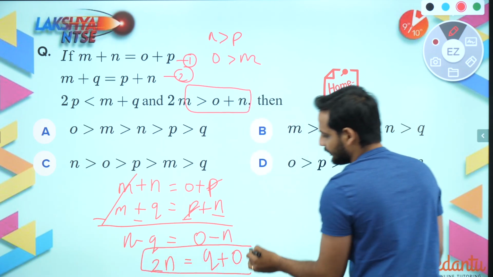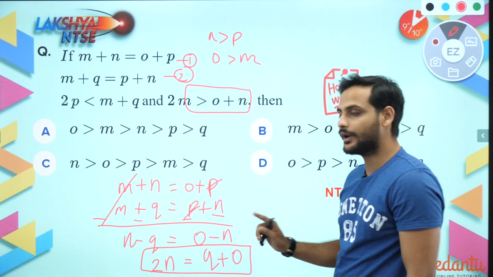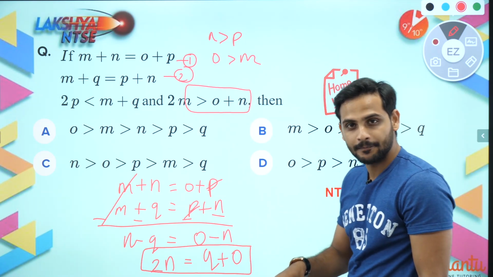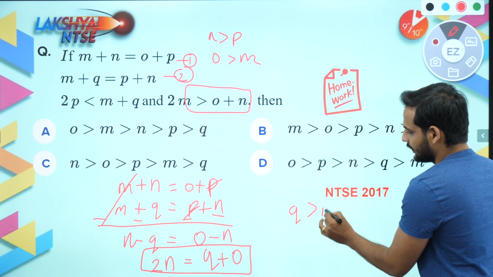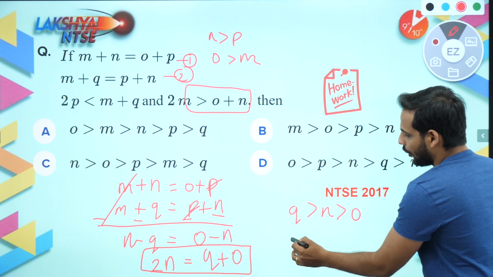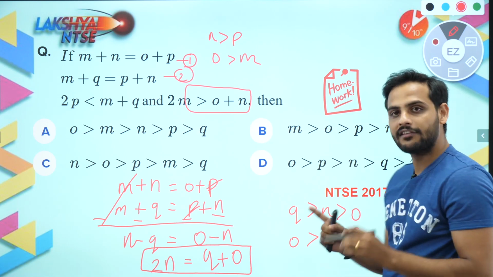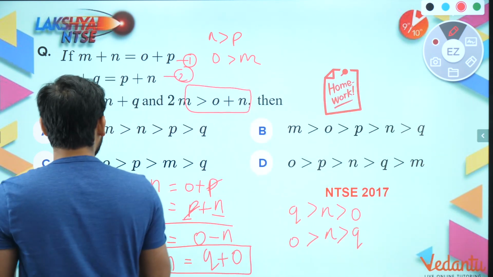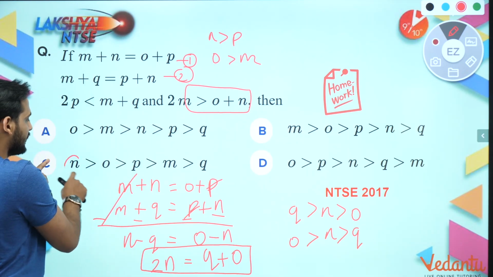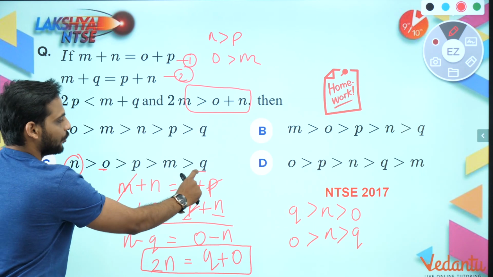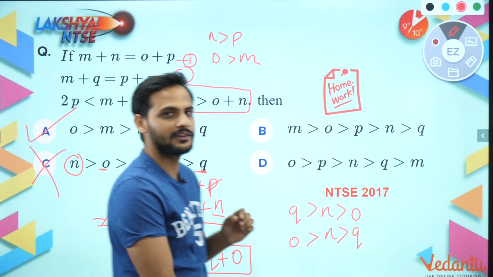Now this relation tells me that n, q and o will be in AP. And in which way? The order should be either q is the greatest, then n and then o, or o is the greatest, then n and then q. That means n has to be between o and q. Here, as you can clearly see, n is not between o and q. So option C is also wrong. So we are left with one answer, which is option A.